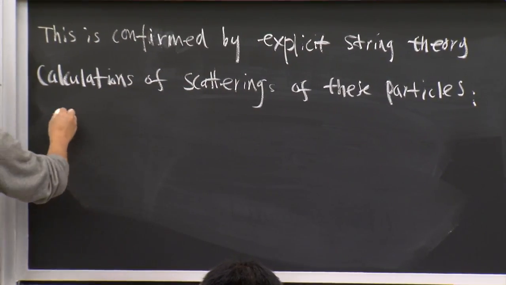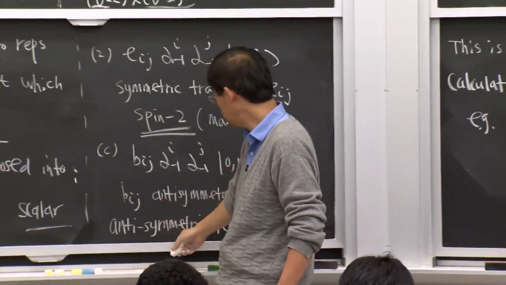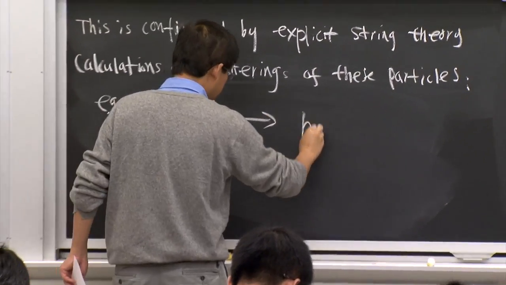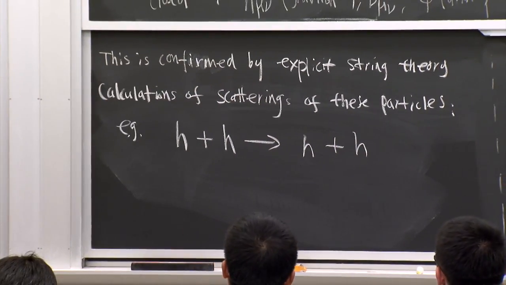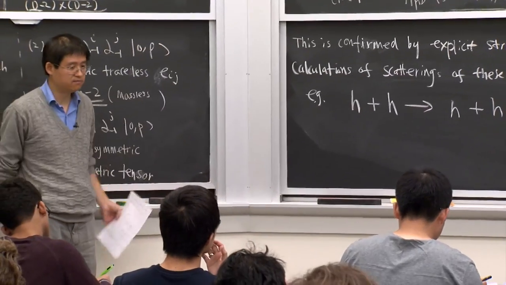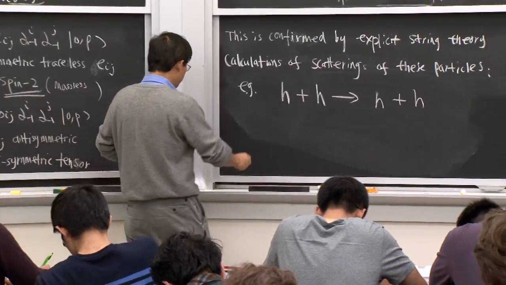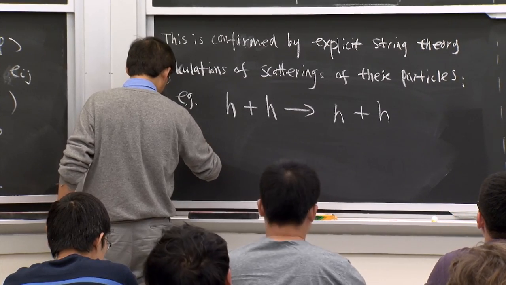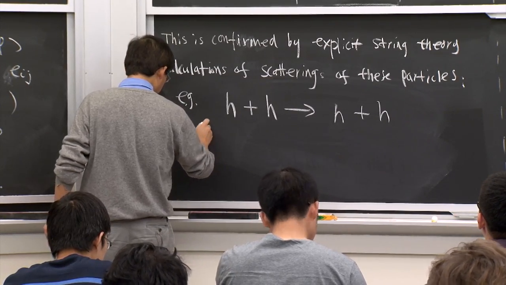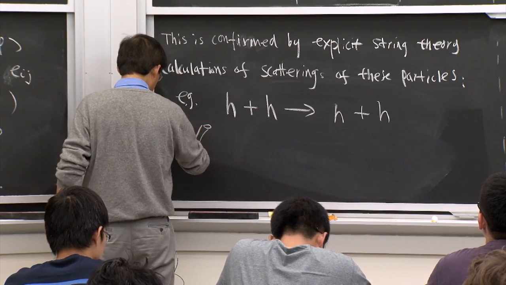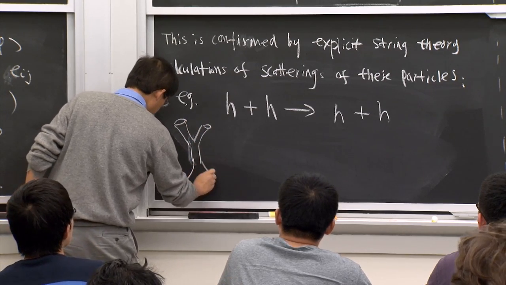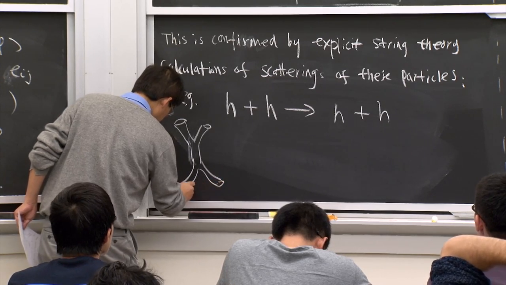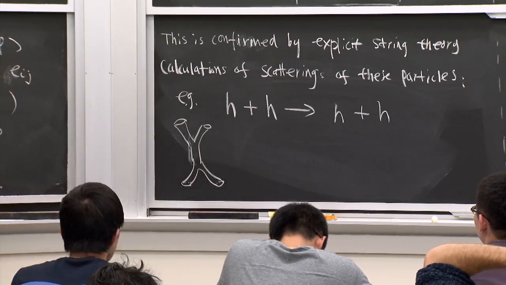For example, we have this massless spin 2 particle, which I called H. Let's consider you start with an initial state with two H's, then they scatter to go to two final H's. So this is, say, graviton scattering. Start with two gravitons and scatter them. In string theory, at the lowest order, we have a diagram like this. I'm not drawing very well, but I hope this is clear.